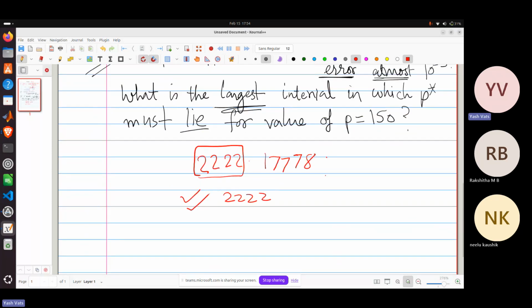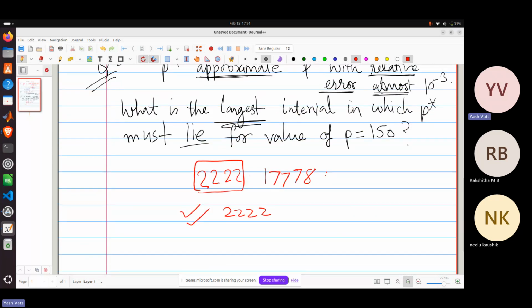If the question says significant digits, you just have to count the significant digits from the start. If they say find five-digit rounding, then you count from the decimal place.